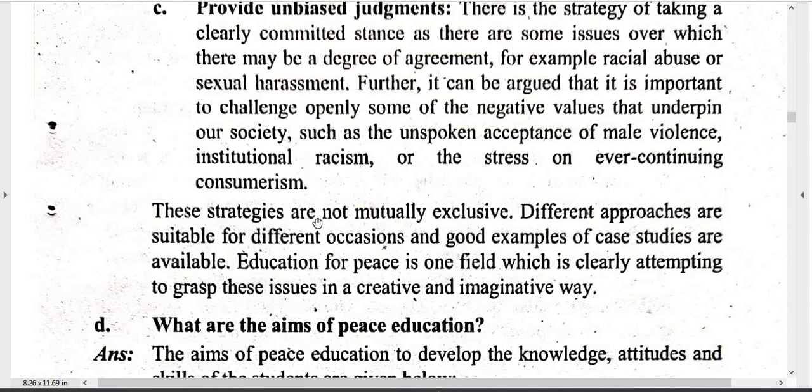These strategies are not mutually exclusive. Different approaches are suitable for different occasions, and good examples of case studies are available. Education for peace is one field which is clearly attempting to grasp these issues in a creative and imaginative way.